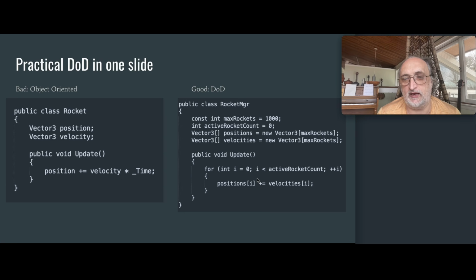And then the main thing here is that when we actually do that update loop, we're just going through this local list. Instead of every rocket in the game updating themselves, we're just blasting through this nice continuous memory of the positions and velocities, and we are adding that. It's supposed to be times time.